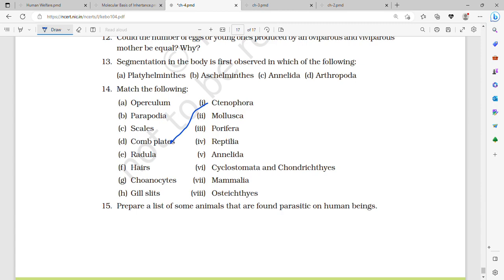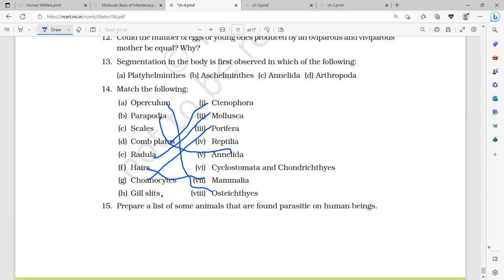Comb plates were there in Ctenophora, radula was there in Mollusca, a rasping organ, then hair was there in Mammalia. Choanocytes were collar cells which lined the spongocoel and they were present in Porifera. Then operculum was present in Osteichthyes. It was not present in Cyclostomata or Chondrichthyes. Then parapodia was present in Annelida, that is, it helped Nereis in locomotion.